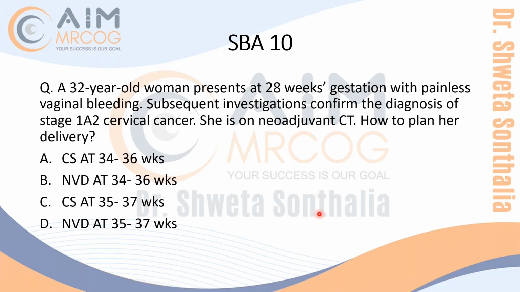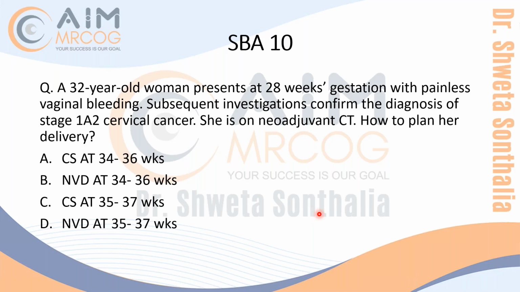CS at 34 to 36 weeks, or VD at 34 to 36 weeks. So there are two options of CS: one at 34 to 36 weeks and the other at 35 to 37 weeks, and then the option of vaginal delivery. So I think we should go for A.